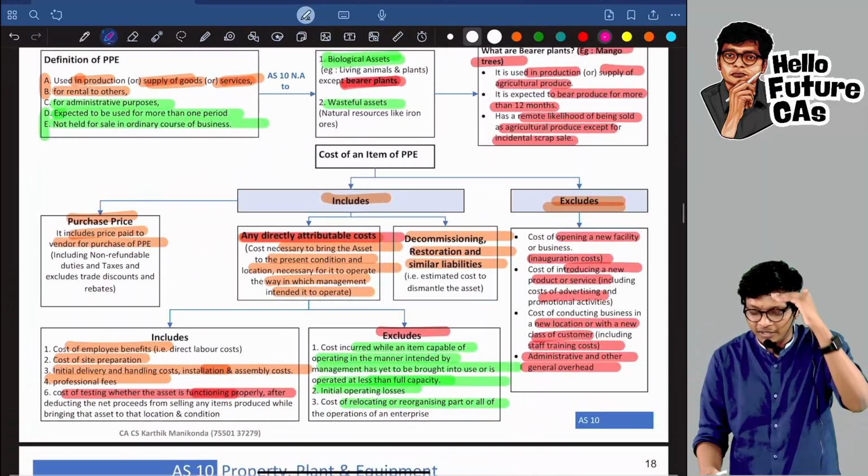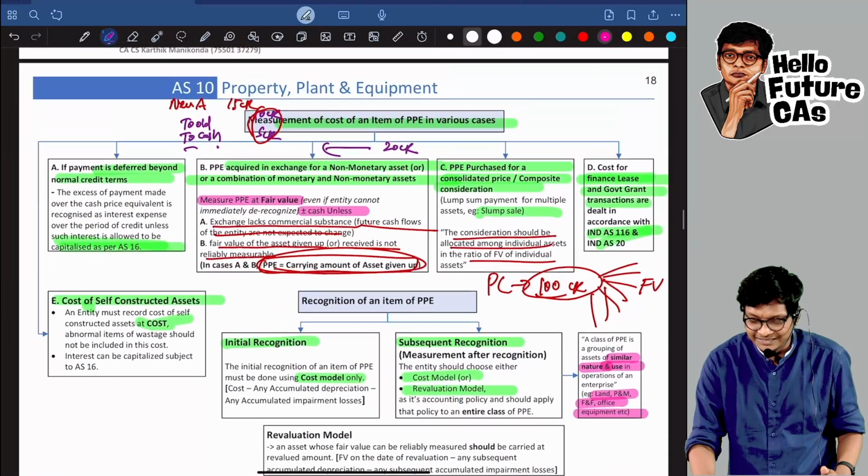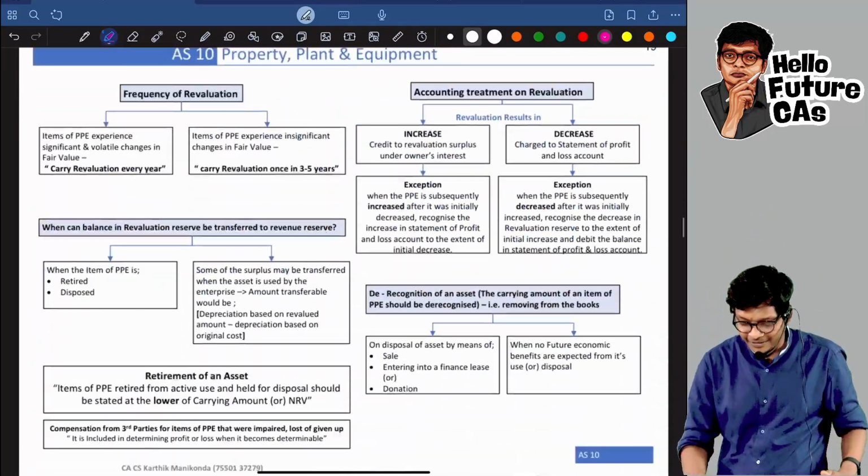So on the first page we saw what is PPE, what is included and excluded. On the second page, we are seeing different cases and revaluation frequency.